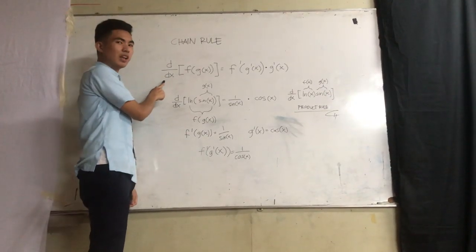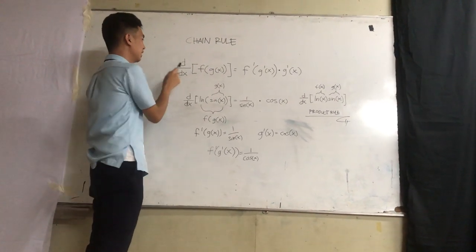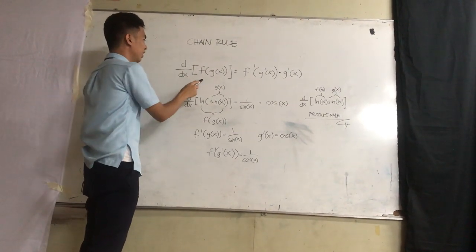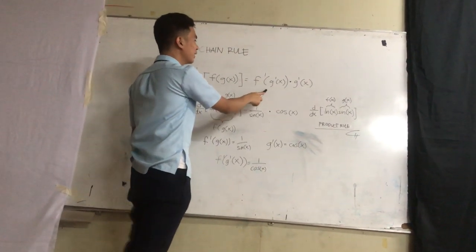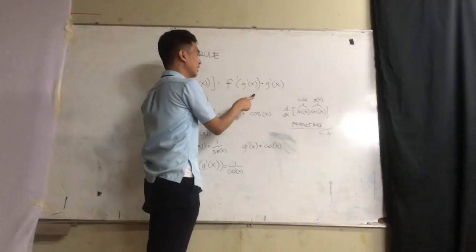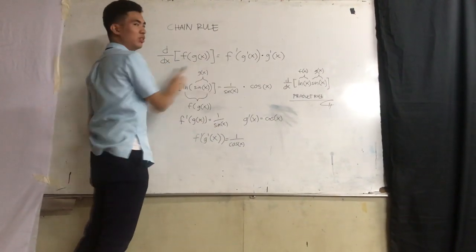So this is the standard formula of chain rule, which is d over dx of f of g of x is equal to f prime of g of x times g prime of x. This is the standard chain rule used in this topic.